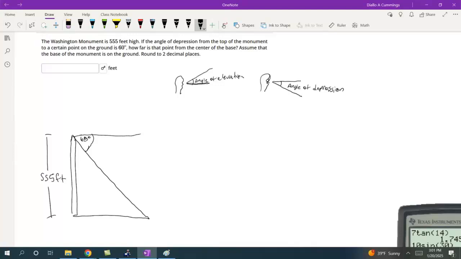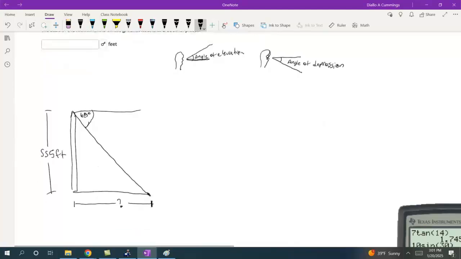All right, so now that I have that constructed, we're also asked to find how far is that point, which would be this point here, from the center of the base. So we want to find this distance. All right. So we're going to set up a trig function. The first thing we have to do is choose a reference angle.